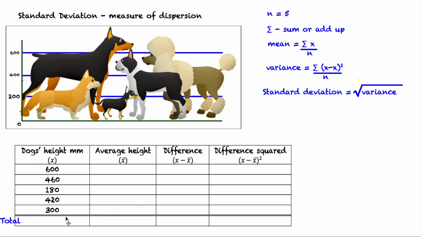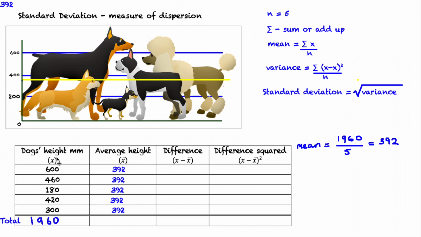First of all, I'm going to calculate the mean heights of my dogs. I sum this column. The sum of that column is 1,960. To calculate the mean, I take that total and I divide it by n, in this case 5. The answer is 392. I'm going to mark that value on my graph. So the yellow line marks the mean 392.